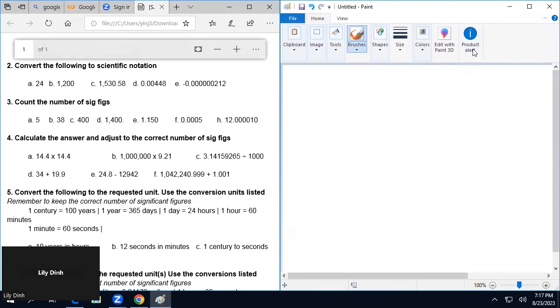But we're going to go on to addition. So we got 34 plus 19.9. This is the one with the lowest.